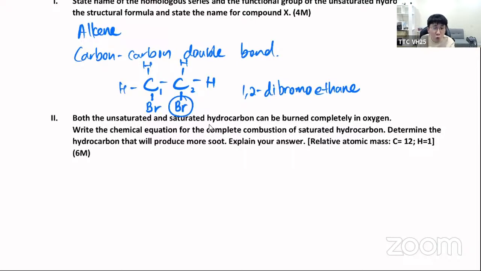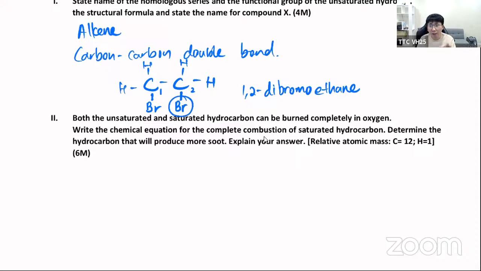Someone asked, what is soot? Soot means the black smoke. When you burn something, black smoke will come out. So black smoke usually depends on what? It depends on the percentage of carbon. That's why they ask you to do some calculation to see who can produce more soot, which is to find the percentage of carbon. Later we're going to do it for you guys.